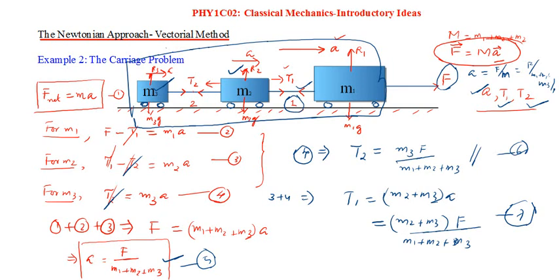String number 1 is pulling M2 and M3 together, whereas string number 2 is pulling only M3. So you can see that tension T2 is equal to M3 into F, divided by the total mass. M3 is the mass which is being pulled by T2, right? So T2 should be strong enough to pull M3, whereas T1 should be stronger so that it is able to pull both M2 and M3. That is why I told you T1 is not equal to T2. That is something very, very important.